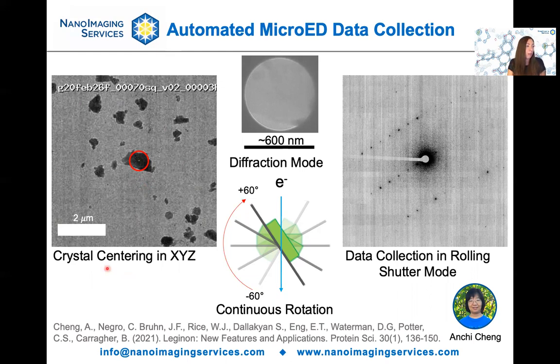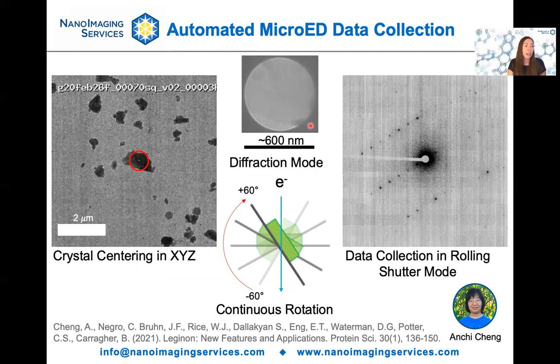Automated collection works by first centering the crystal meticulously in X, Y, and Z. Our beam is smaller than the crystal, so it's very important that we center the crystal as best we can with the limitations of our goniometer. So next, Leginon will turn the microscope into diffraction mode.